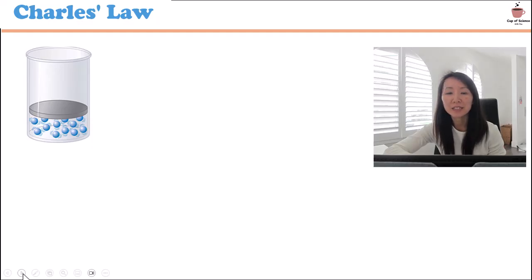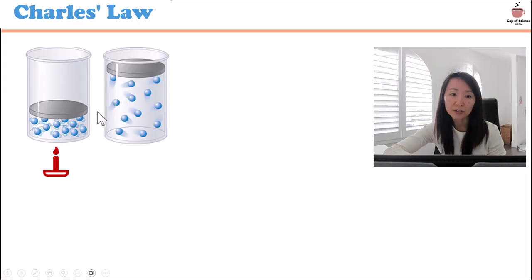In this image, you'll see molecules inside of a container that is movable, meaning that the volume can be adjusted. Now, I introduce heat under here. Well, what do you think is going to happen to these gas molecules? They're going to move and they're going to hit the sides of the wall of the container, causing this disc over here to move up. So it increases in volume.